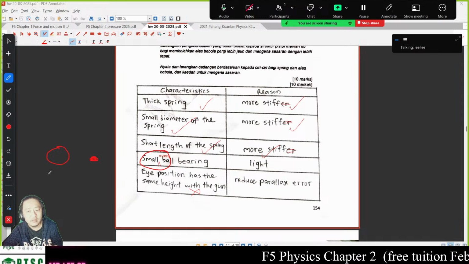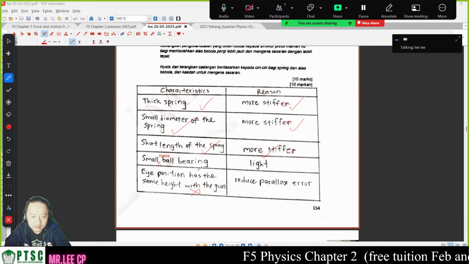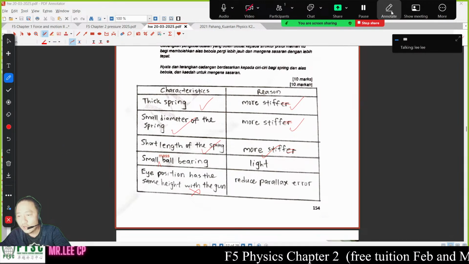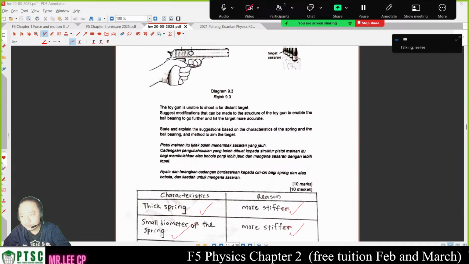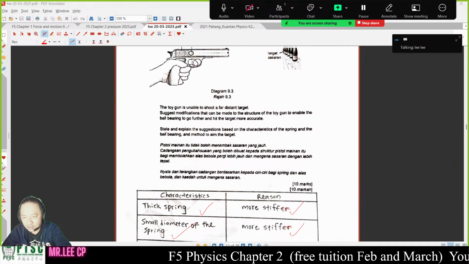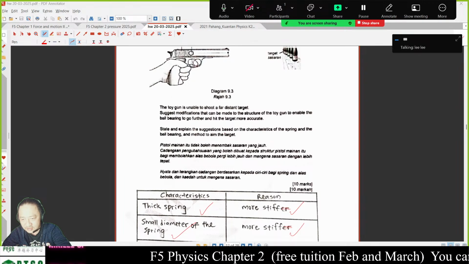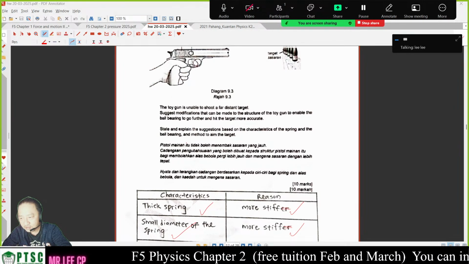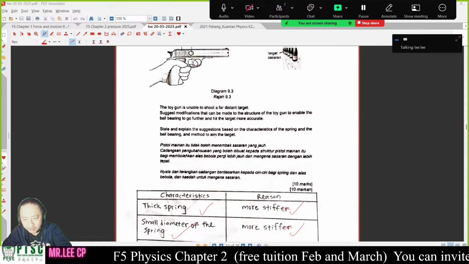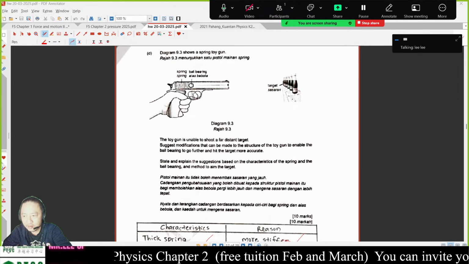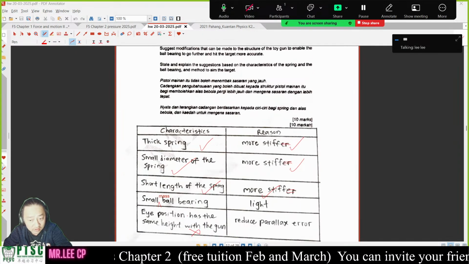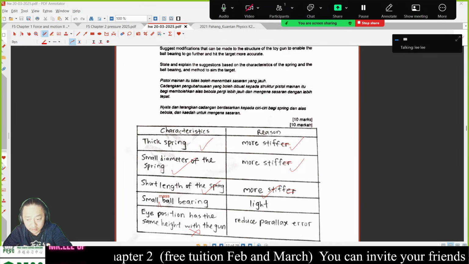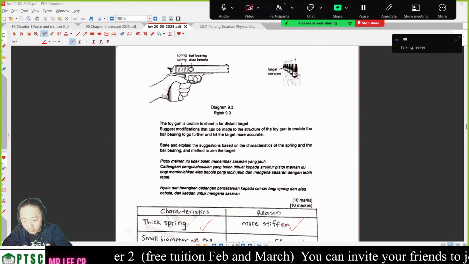And then this one, oh, I should read the question for you. This one I give you the answer. State and explain the suggestion based on the characteristic of the spring and ball bearing and the method to aim the target. The method to aim the target is the one that I want. So this one you know, alright, this one all you know. So, method to aim the target.